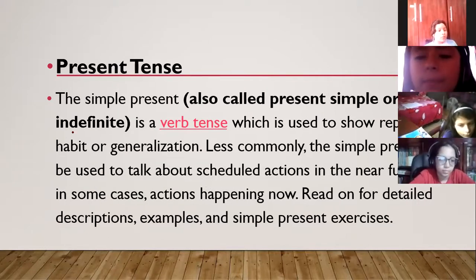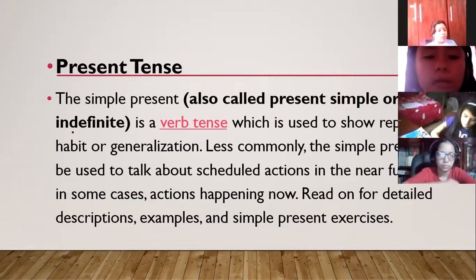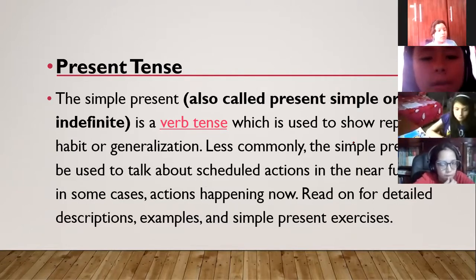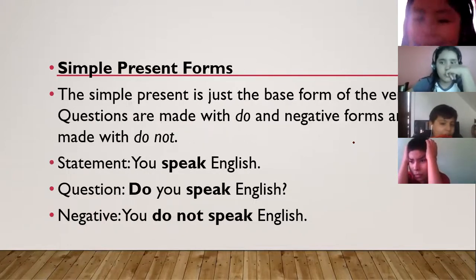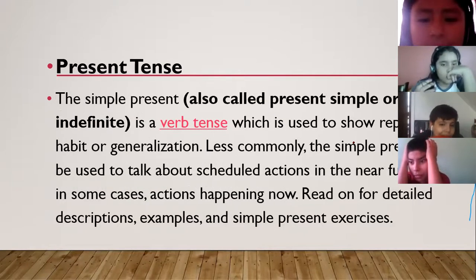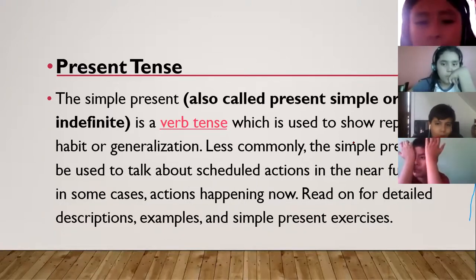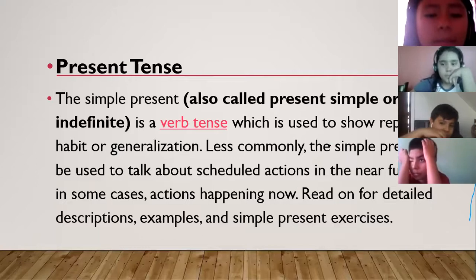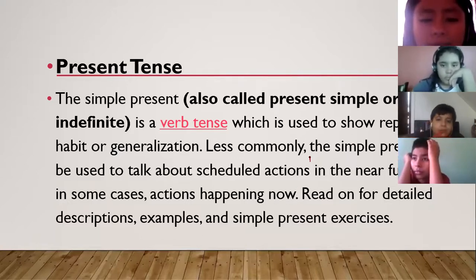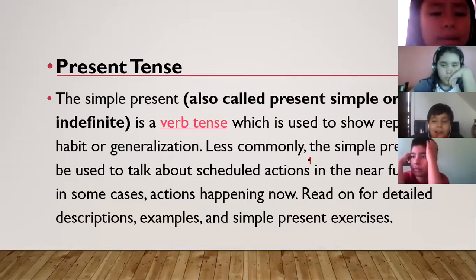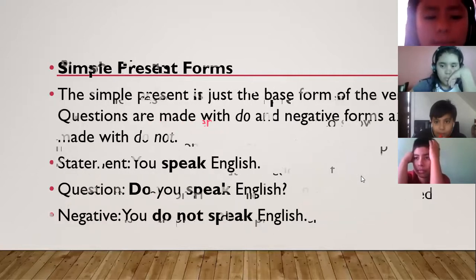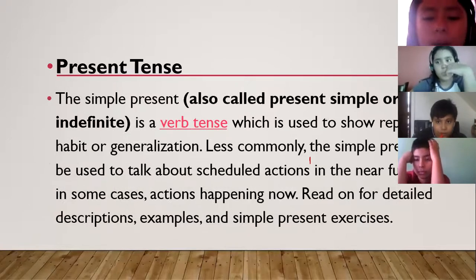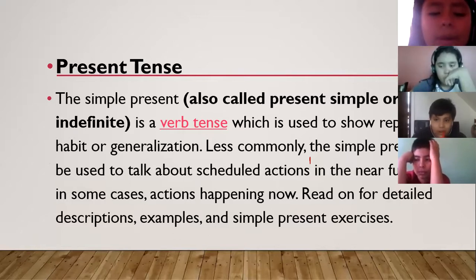Present tense. The simple present, also called present simple or present indefinite, is a verb tense. We see it used to show repetition, and less commonly, generalization. Less commonly, the simple present can be used to talk about a scheduled action in the near future, and in some cases, action happening now. And simple present exercise.